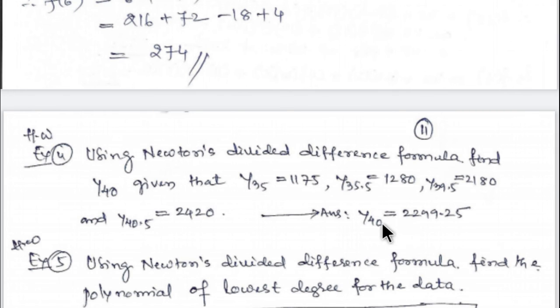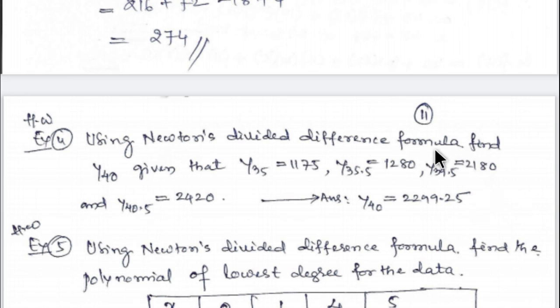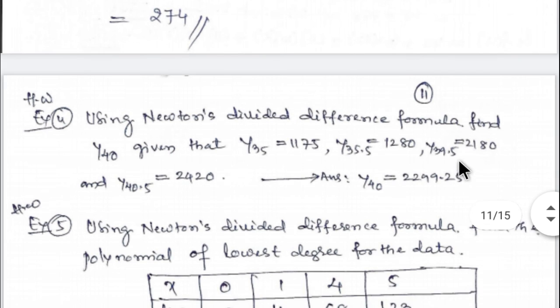The answer I have also given here. Using Newton's divided difference formula, find y40 or f of 40. It means the y value at x equal to 40. Given that y35 is 1175, y35.5 equal to 1280, y39.5 is 2180, and lastly y40.5 is equal to 2420. These are the y values, and these are the x values.